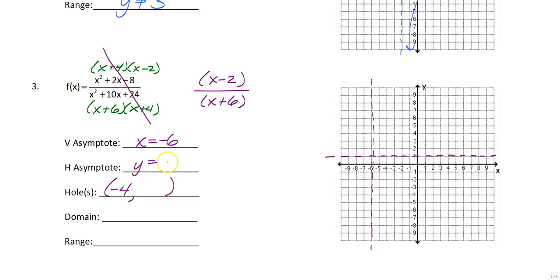Now, as far as the hole goes, after you get the negative 4, you need to plug it into your simplified equation. So negative 4 minus 2 over negative 4 plus 6. That's going to give you a negative 6 over 2, so obviously it's a negative 3. And then we go to negative 4, negative 3, and we put a hole there.